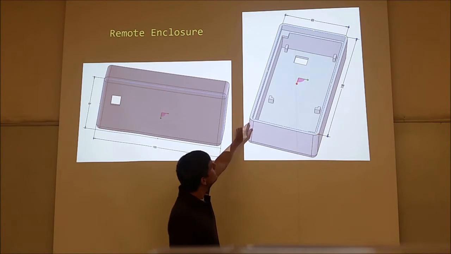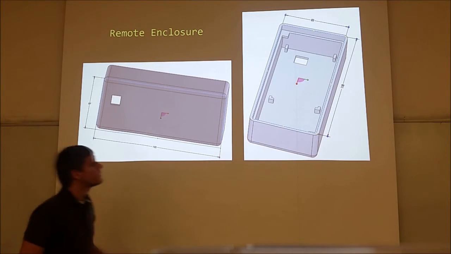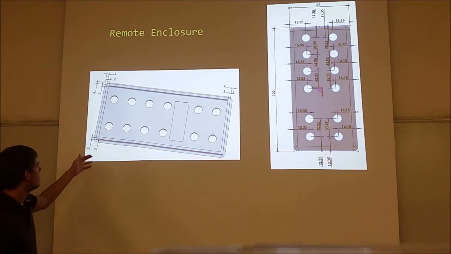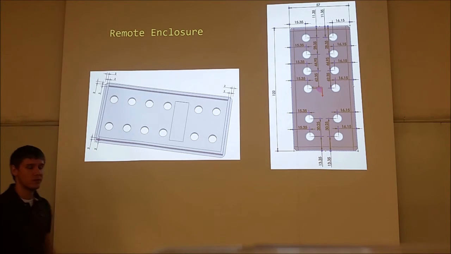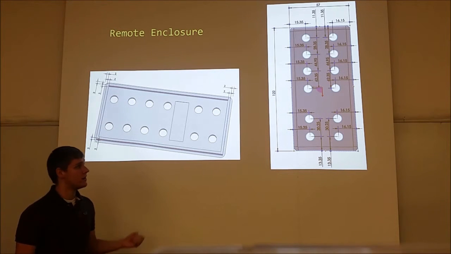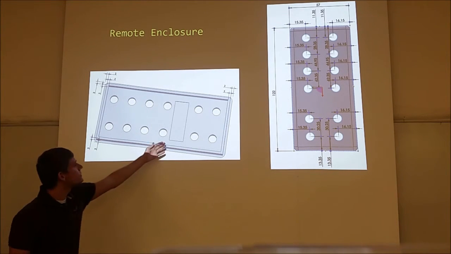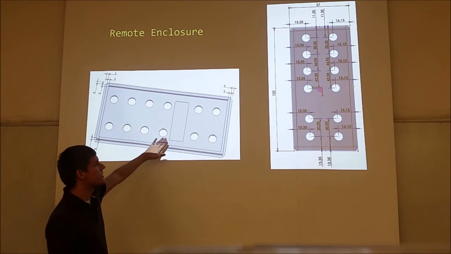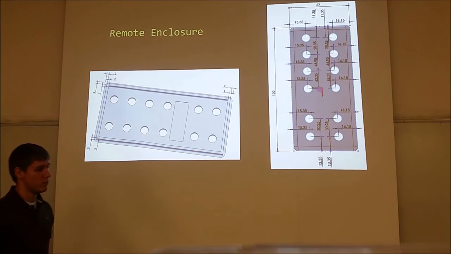There's a lid that's sunk in. There's a lid right here, it's 2 millimeters, and that allows for a snug fit. There are no screws that hold the lid on for the remote. This right here is just to sink in and give the PIC a little bit more room.